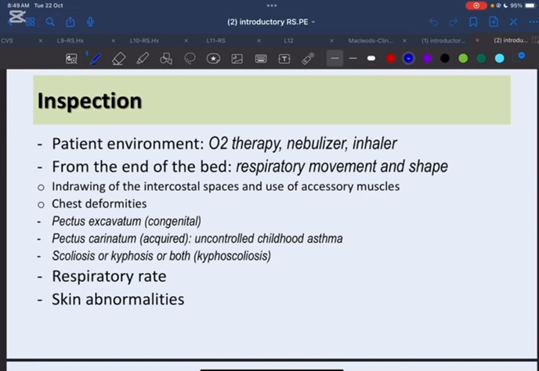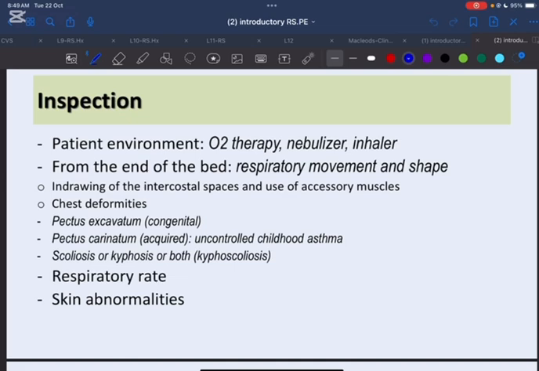Respiratory rate for inspection as well, we talked about it. Counting the respiratory rate for 1 minute is important, so that if it's within normal it will be different from those who are tachypneic, more than 15. That's quite important. As well, skin abnormalities from the end of the bed and from the right of the bed as well.